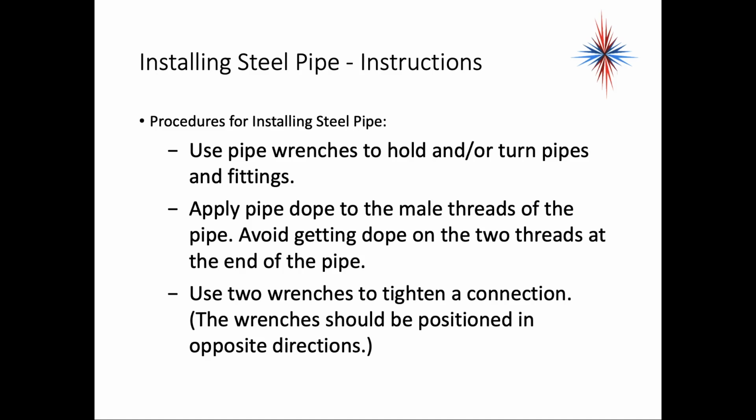To install steel pipe, use pipe wrenches to hold or turn pipes and fittings. Apply pipe dope to the male threads of the pipe. Avoid getting dope into the 2 threads at the end of the pipe. Use 2 wrenches to tighten a connection. The wrenches should be positioned in opposite directions. So that's just a summary of the different methods of joining pipe. There are different methods for copper, different methods for steel, different methods for galvanized. Okay, there are different methods for PVC, but they can all be joined together and made leak-free.